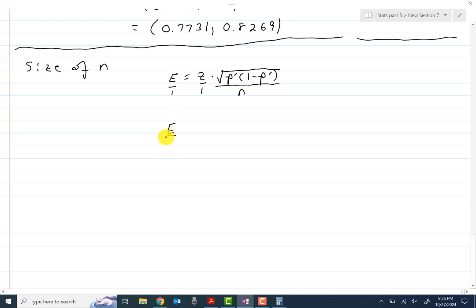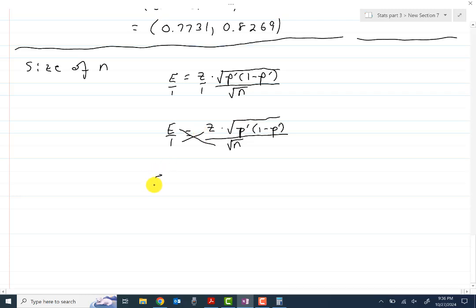You'll see why in a minute. I'm going to leave e over 1 as it is for a little while. The other side, I'm going to write z times the square root of p prime times 1 minus p prime, and then all of that will be over the square root of n. I made a mistake in this right there. So we'll cross multiply. If you're not following this, it's not a big deal because I'm going to show you the formula when all is said and done anyways.